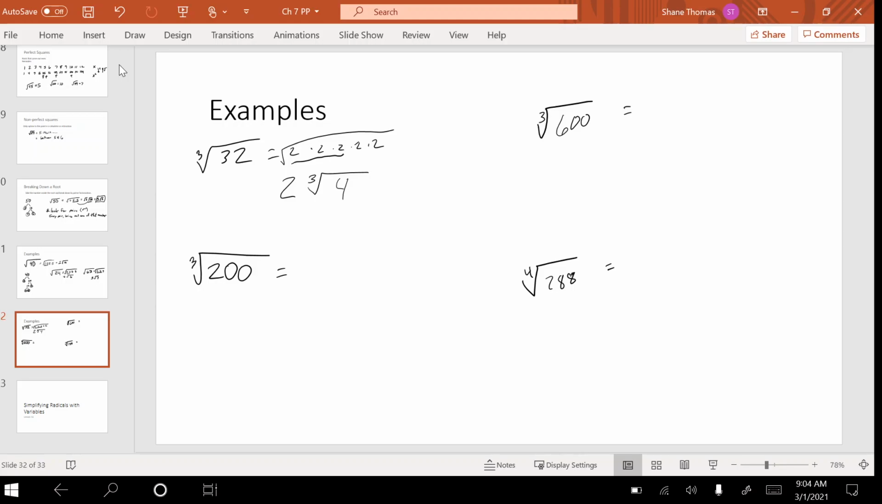Okay? So, then 200, what was the breakdown for 200? 2, 2, 2, 5, and 5, right? So here, do I have any groupings of 3s? Yeah. Which ones? 2s. So now that group of 2s comes out front, 2. Third root of 5 and 5 is 25. You with me? The only thing that changed was I need 3 of a number to bring it out front instead of 2 of a number. And that's because of that little 3 inside the root.